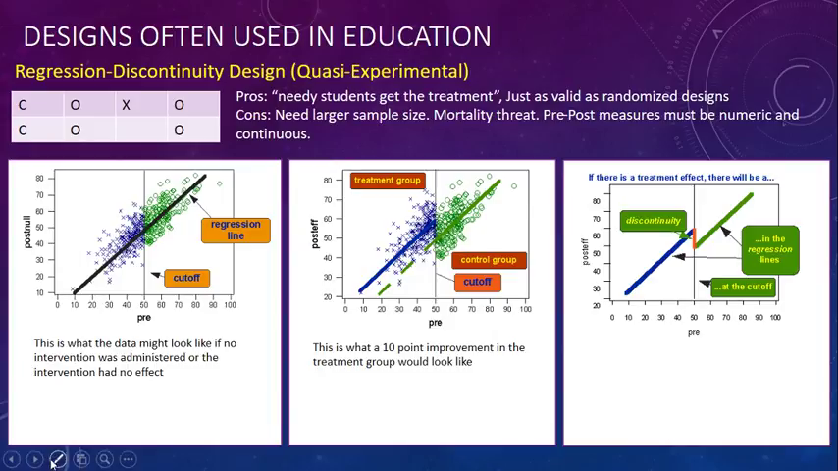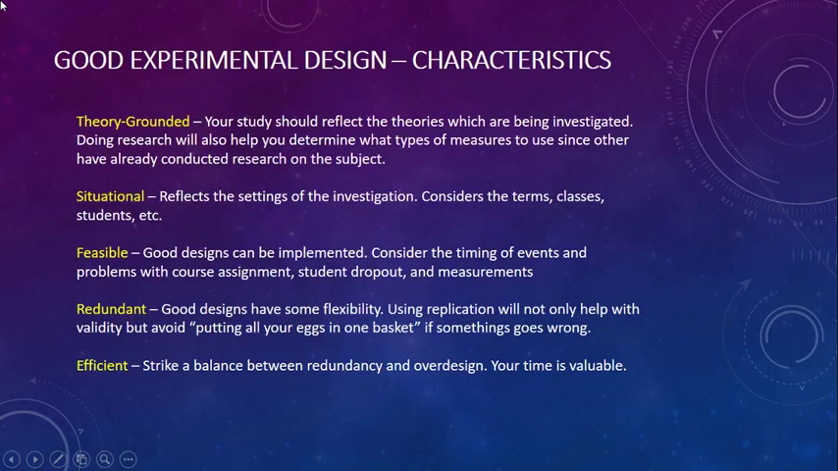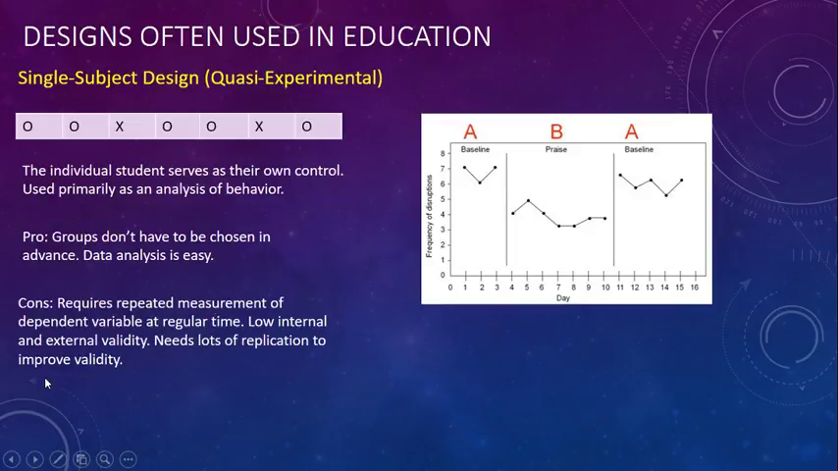Finally, we have the single subject design. This is where the individual student serves as their own control, and it's used primarily as analysis of behavior. So in education, it's used a lot in the special education setting where you're working one-on-one with students.